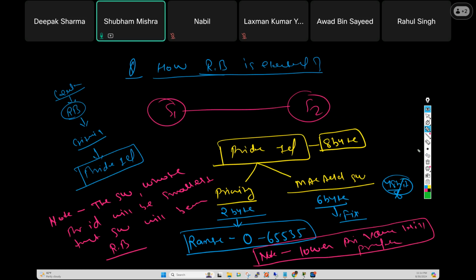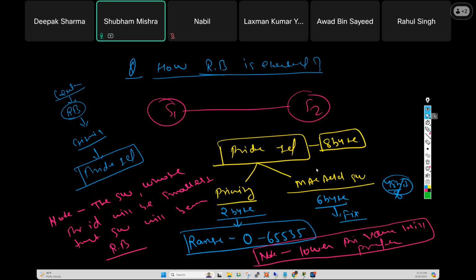Try to understand the thing here. What I told you, between switch 1 and switch 2, the switch whose bridge ID is lowest, that switch will become the root bridge. Right? First of all, I just want to show you the priority here.